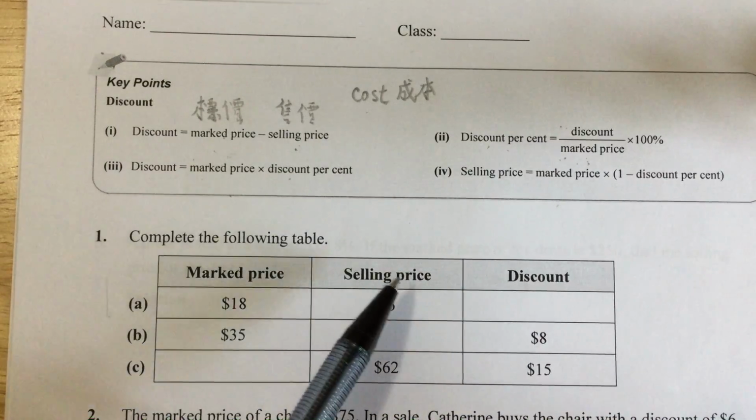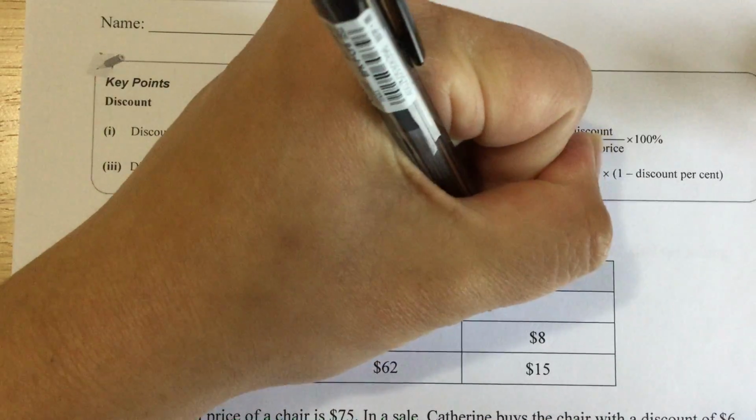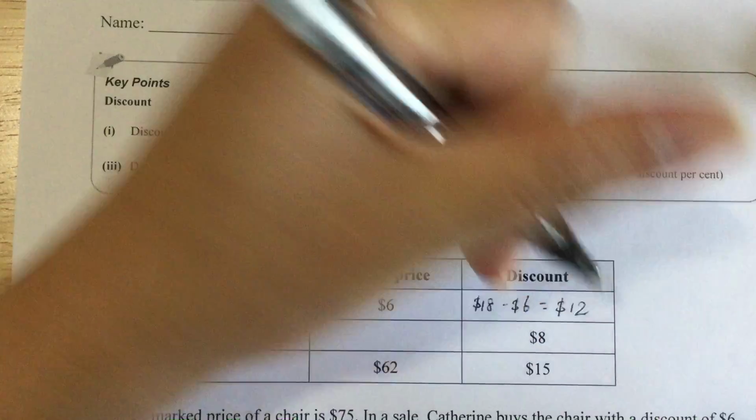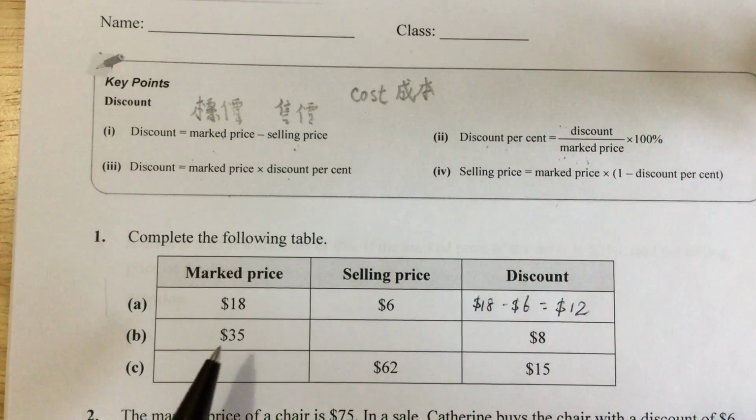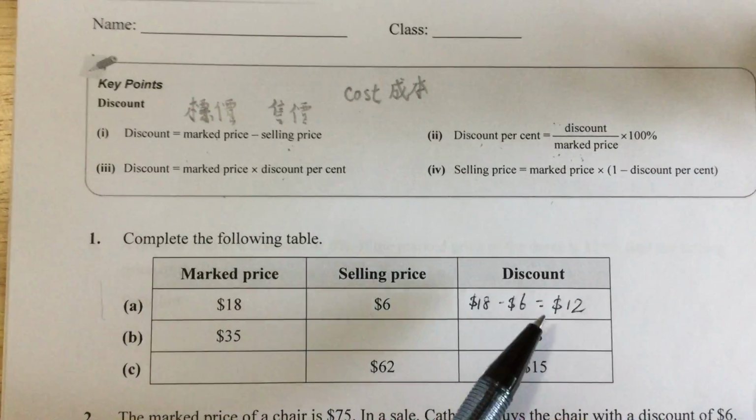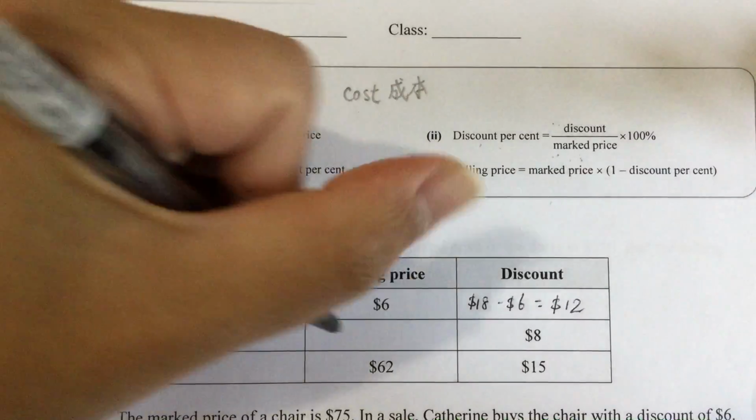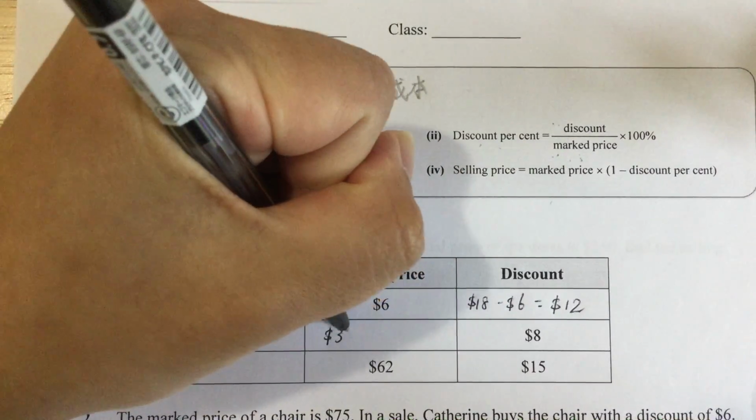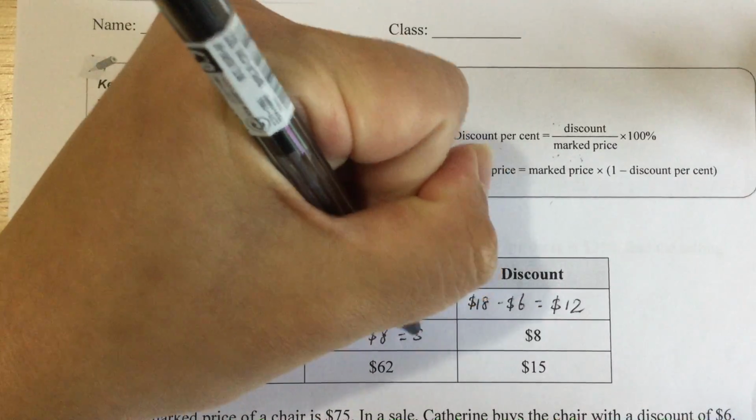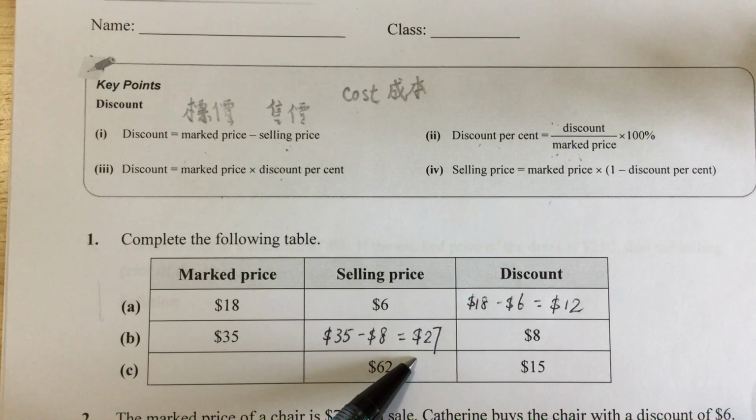We can subtract immediately. So this is 18 minus 6, so this is $12. And for the mark price, you have $35 and the selling price we don't know, but I give you $8 less. That means the discount. So you can know the selling price is $35 minus $8, which equals $27. That means I will sell it to you for $27.